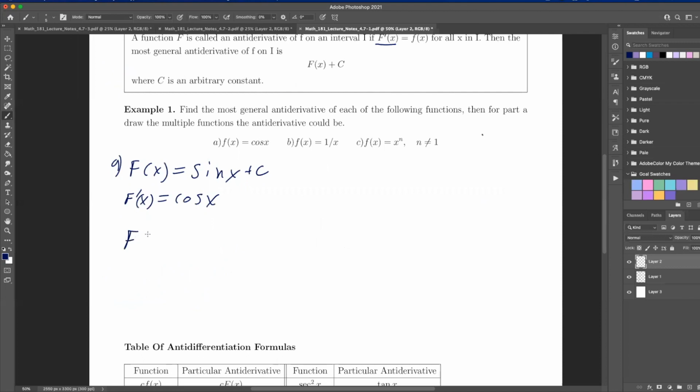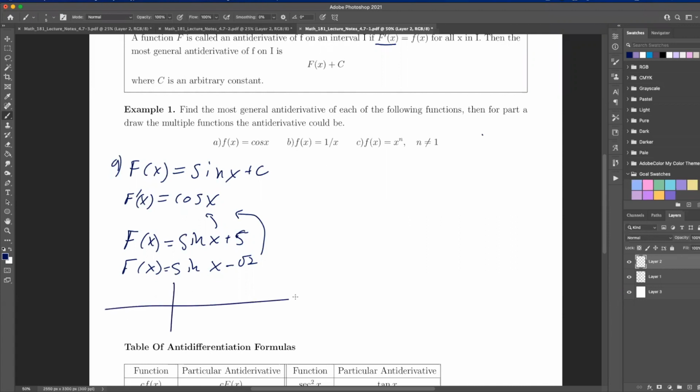Let's pretend we had another f of x equal to sine of x plus 5. What's this derivative? It is cosine of x, right? What if I had f of x equal to sine of x minus the square root of 2? Its derivative would be cosine of x minus 0, so it's also this. The constant is a way of showing that the antiderivative can be a whole bunch of things.